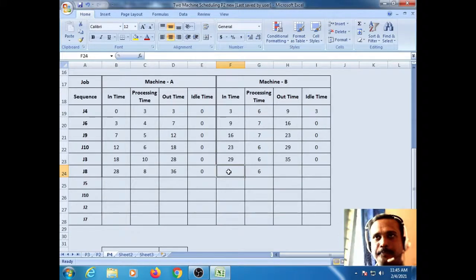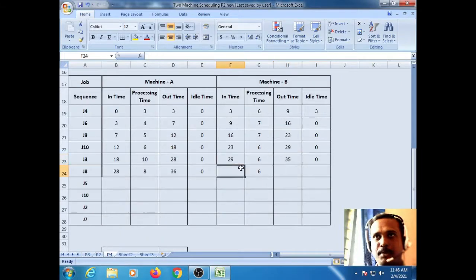Then here, see here, this is a different case for taking in time. So here we have to compare the present job machine A out time 36 and the previous job machine B out time 35. So we will compare here 36 and 35. So definitely we will take here 36. Okay, the 36 is max. Okay, so here the machine is ready at 35th hour.